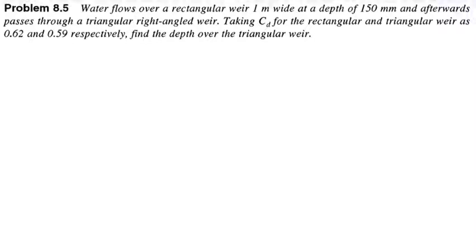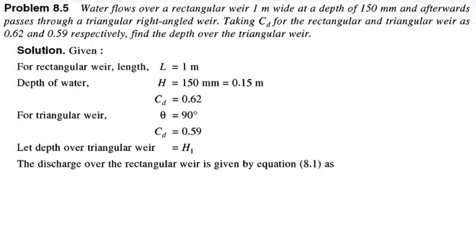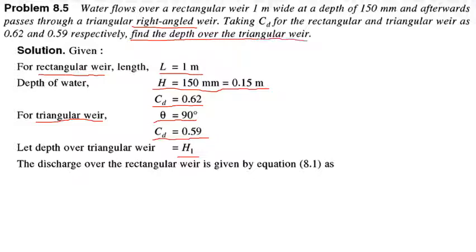So let's see one by one. For the rectangular weir, in the problem it's given as L is equal to 1 meter. Depth of water is given as 150 mm, which is 0.15 meters. CD is given as 0.62. This is for the rectangular weir. Again for the triangular weir, it is given as right angled. That means theta is equal to 90 degrees and CD is equal to 0.59. So consider that depth over the triangular weir is H1. That is the quantity which we have to find out.